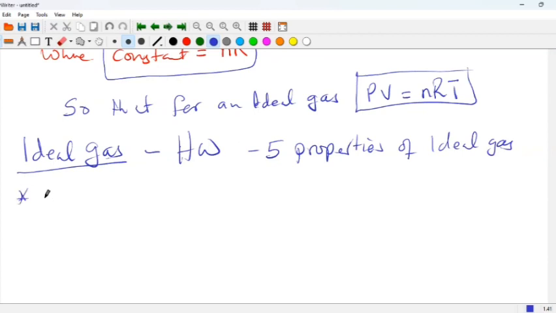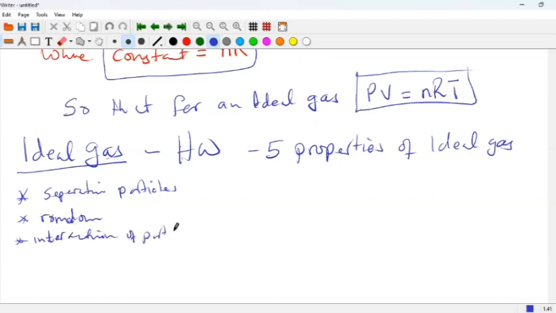You must talk about the separation between particles in a gas. You must talk about the random motion of the gas. You must talk about the interaction. How do particles interact in an ideal gas? You must talk about collisions. How are collisions in a gas? You must talk about the composition of the gas. So these are the 5 properties of the gas.